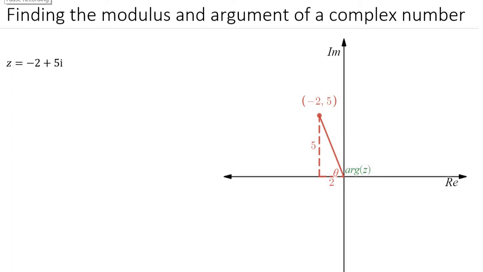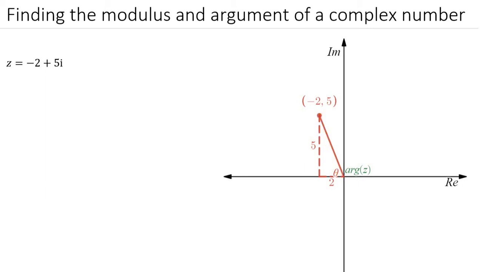This video will look at finding the modulus and argument of a complex number. The modulus of a complex number is defined as the distance of that number from the origin. So if we look at this complex number, negative 2 plus 5i, on an Argand diagram, you can see there's its position and it has some distance, the modulus, from the origin highlighted in yellow.